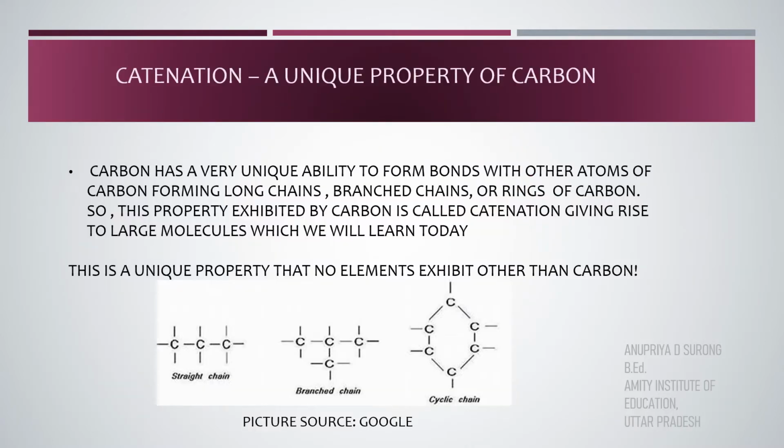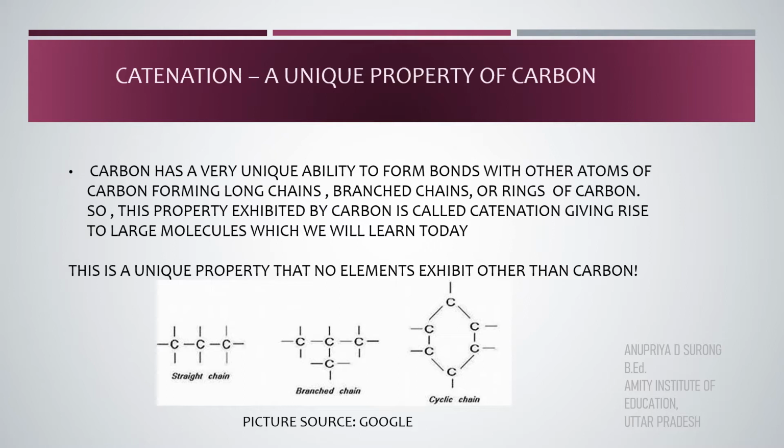Carbon has a very unique ability to form bonds with other atoms of carbon, forming long chains, branch chains, or rings of carbon. This property exhibited by carbon is called catenation, giving rise to large molecules, which we will learn today. And this is a unique property that no element exhibits other than carbon.